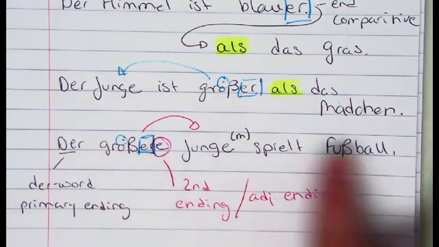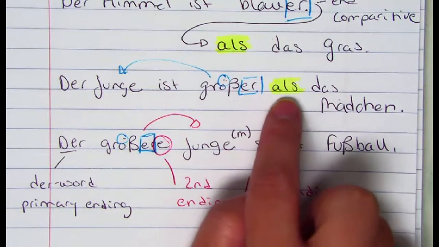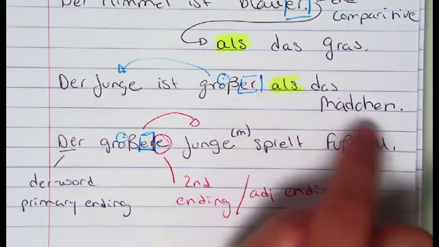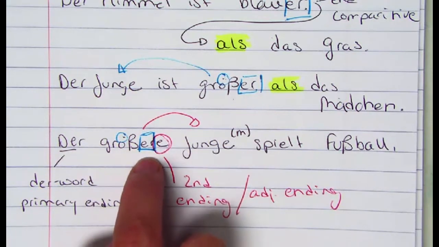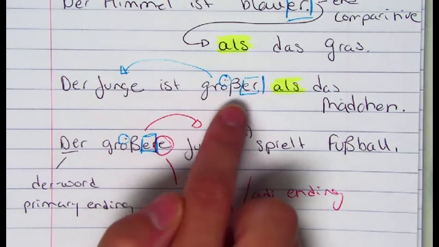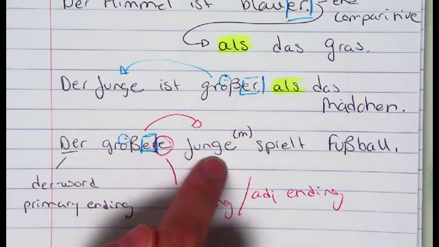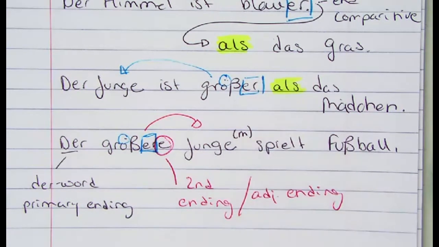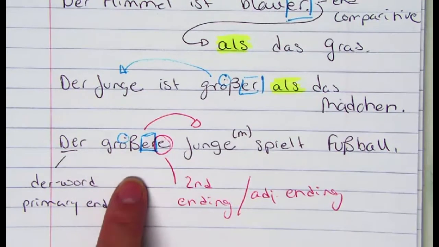Notice when you're doing this, you also no longer have the comparative als, right? So you're not comparing it to something anymore. You're just using the comparative when referring back to something. So in this case I said the boy is taller than the girl. In this case I'm saying the taller boy plays soccer. So I'm not telling you what he is taller than. I'm just saying that he is the taller one.